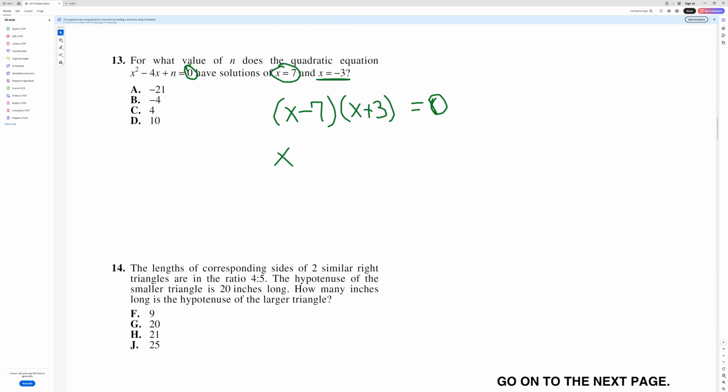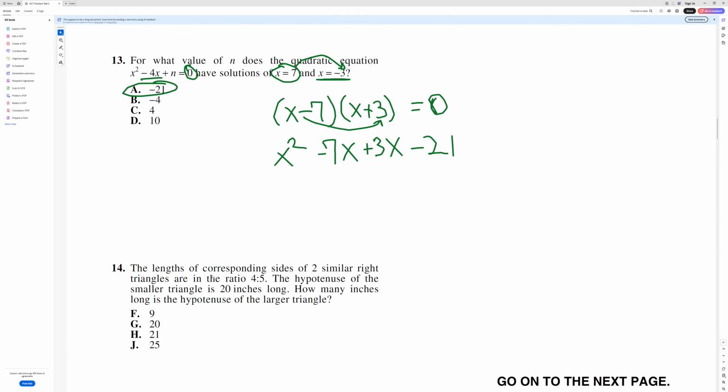This is x squared minus 7x plus 3x, which will give me the negative 4x. And finally, negative 7 times 3 is negative 21. So that's that. I should have just multiplied 7 times 3, negative 21, and that would have worked too, because they're different signs. 14, corresponding sides of similar right triangles are in the ratio 4:5.